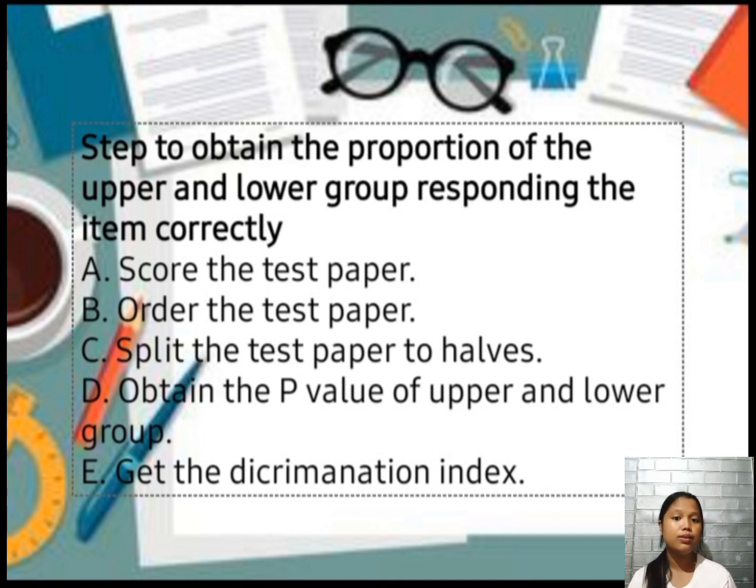Since we now have the formula, the next thing to do is to get the discrimination index. So how are we going to get the discrimination index? Simply, we just get the difference between the p-value of the upper group and the p-value of the lower group. Okay, that's it. We can now have our discrimination index.